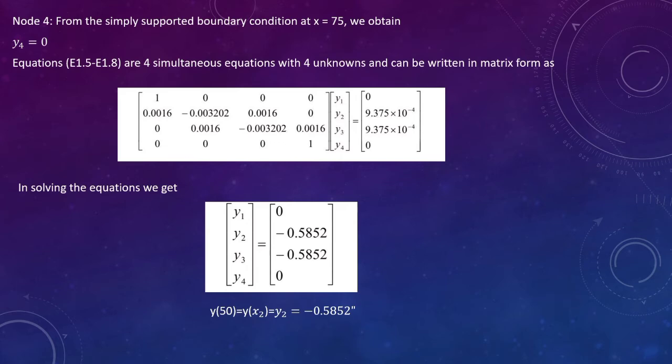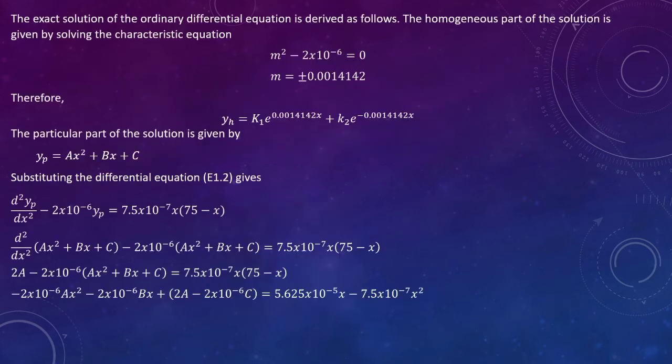So, y times 50 is equals to y sub 2 equals negative 0.5852 inches. The exact solution of the ordinary differential equation is derived as follows. The homogeneous part of the solution is given by solving the characteristic equation.